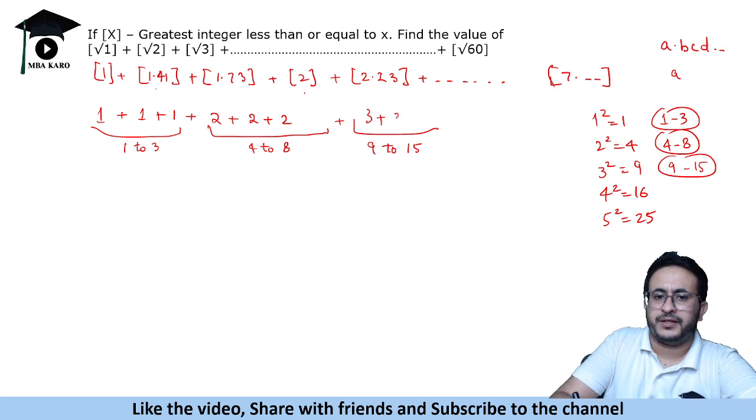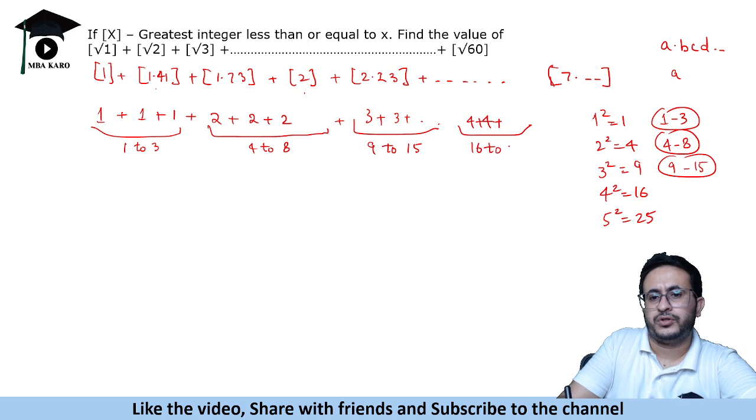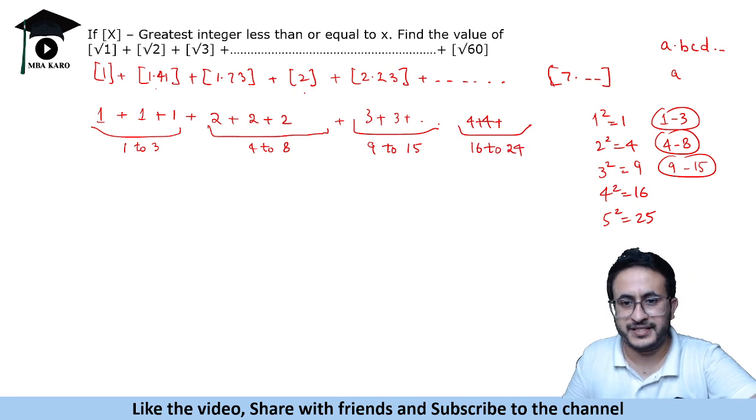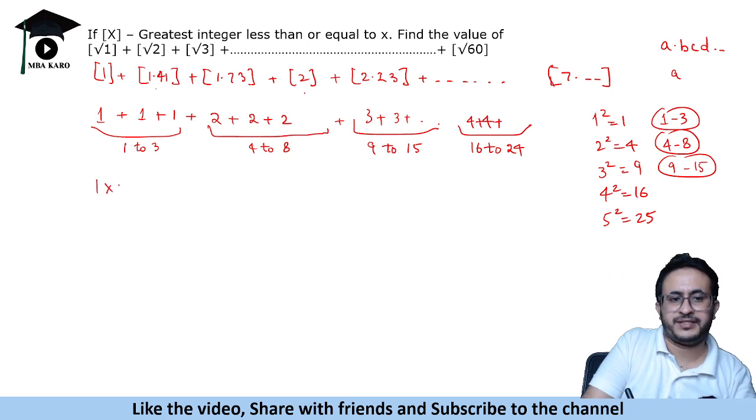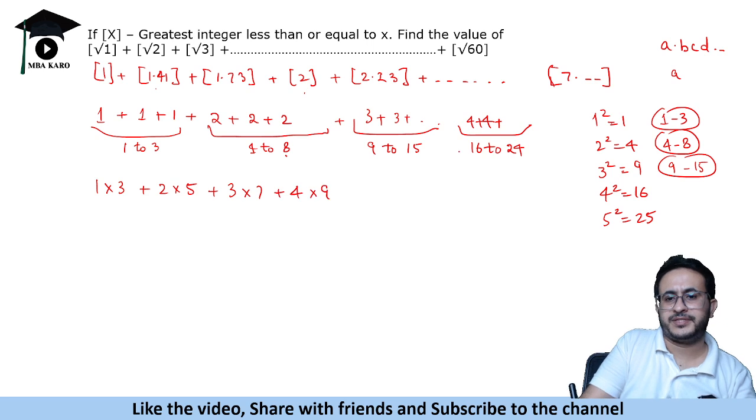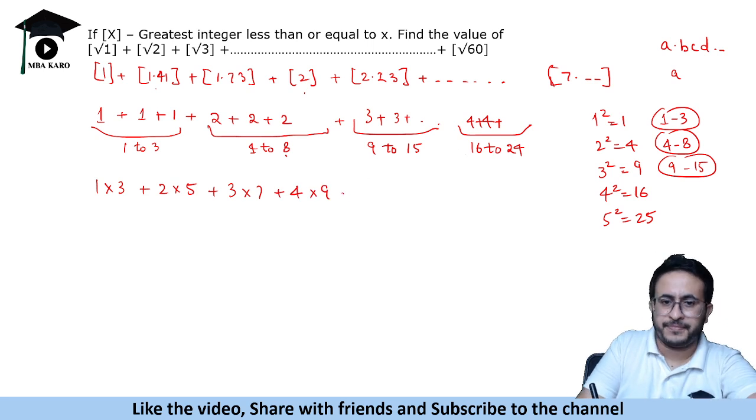And so on we will have to calculate, like 4 will be from 16 to 24. So we will count how many times each happens. 1 happens 3 times, 2 happens 5 times, 3 happens 7 times, 4 will happen 9 times, from 16 to 24. 5 will happen 11 times, 6 will happen 13 times.